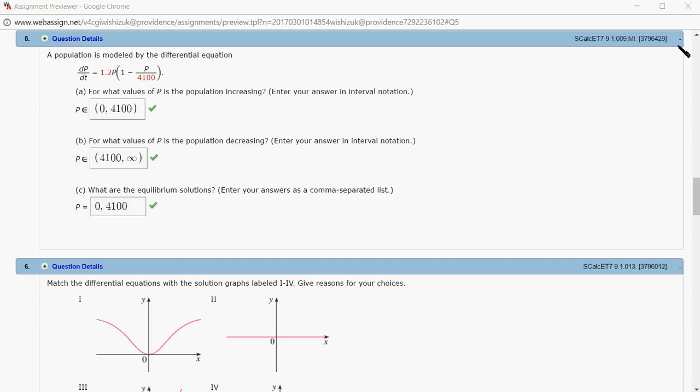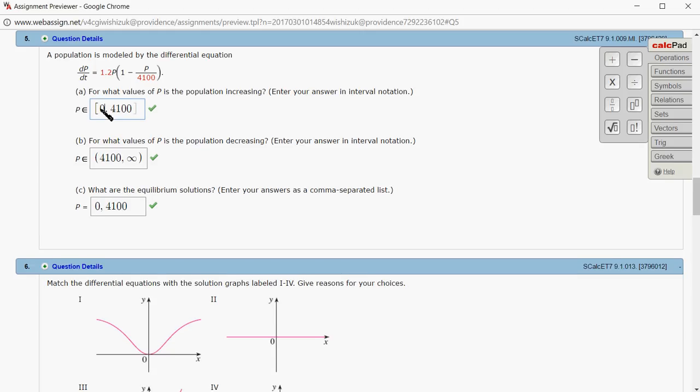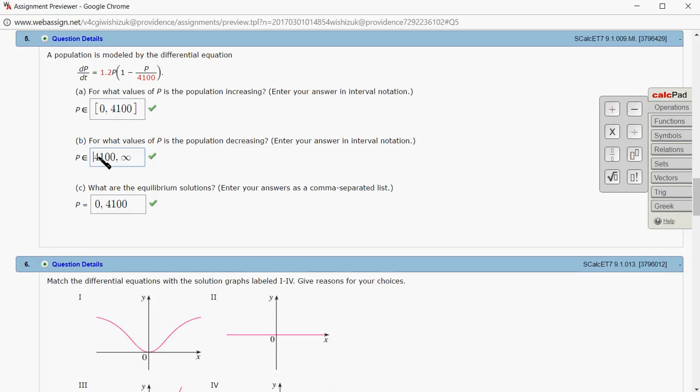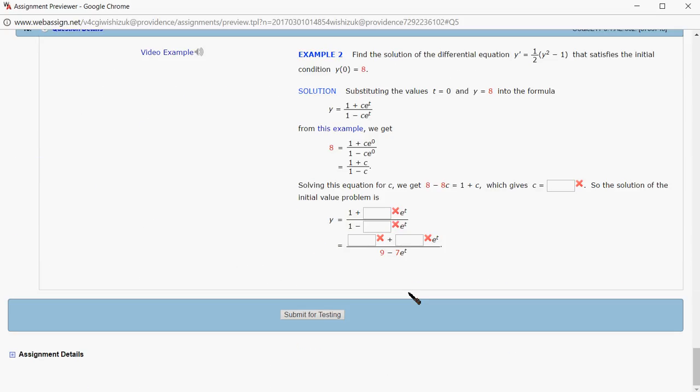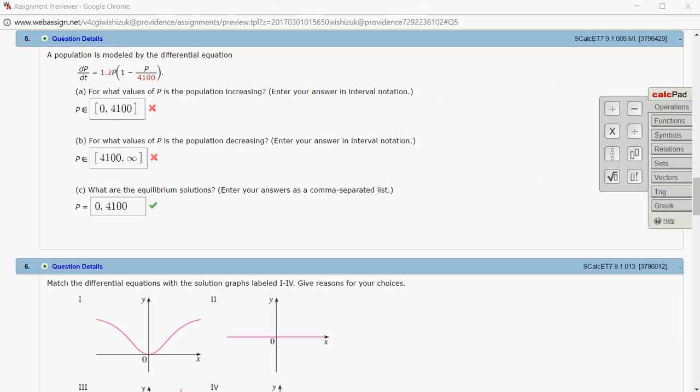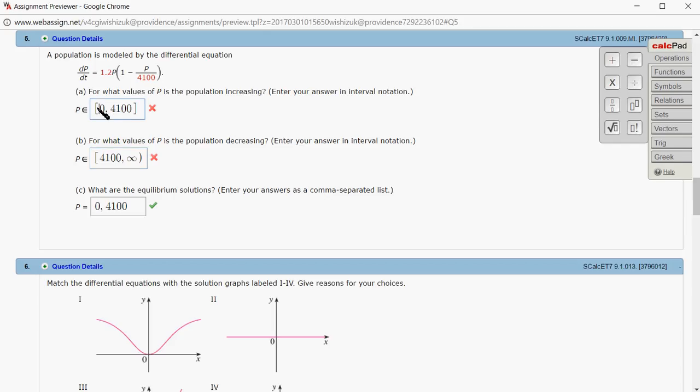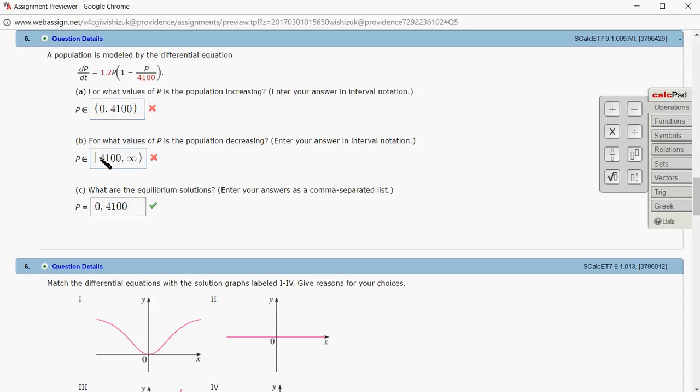I just wanted to try something a little bit different. I would actually include 0 and 4100, so let's say if I put a bracket there and see if it still takes the answer. I'll submit for testing again. It came back, and it looks like they don't like having square brackets, so I'll stick with the parentheses here and there. Then it should be fine.